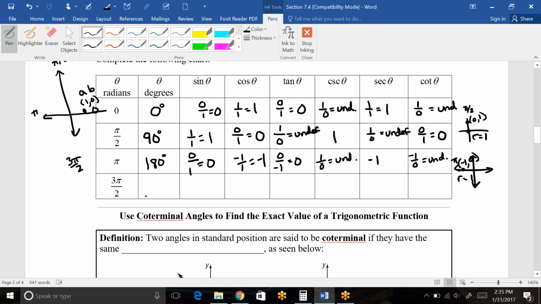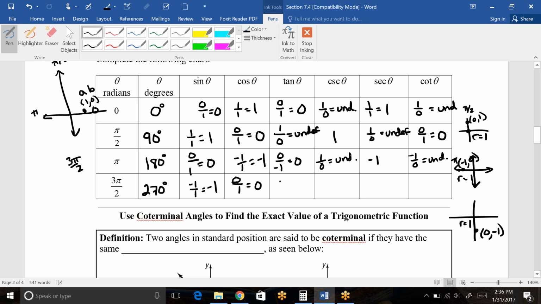And then we get to 3 pi over 2, which is down between the third and the fourth quadrants, and that would be a point with a negative y value, and the radius is still a distance of 1, because the radius is just the distance that this measures. So this is 270 degrees, and we would have y over r, so that's negative 1 over 1, so negative 1 is our sine. We would also have x over r, so that would be 0 over 1 for our cosine, which is 0. Sorry, it's hard to look over here and write at the same time.